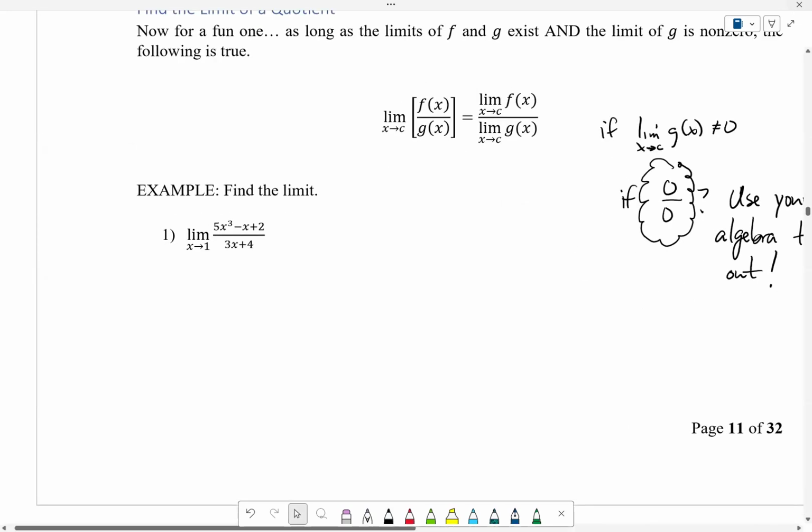So what do I mean here? Okay, well, example 1. Notice, is there a problem with the bottom? As x goes to 1, there is no issue. So we just proceed. The bottom is 7. The top is 5 minus 1 plus 2, 6. I get that right? Okay, yes, no problem there.